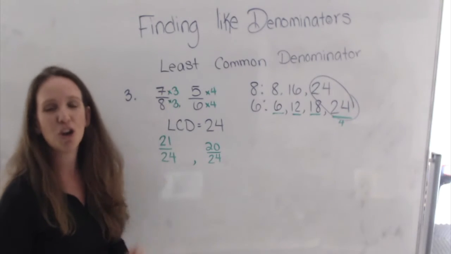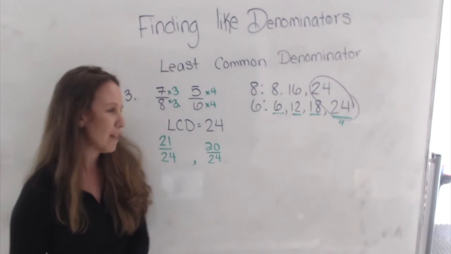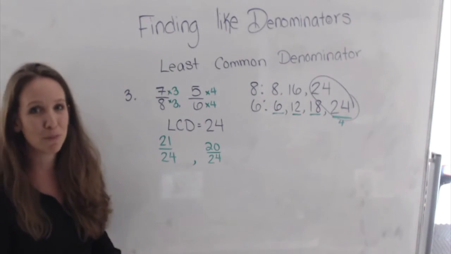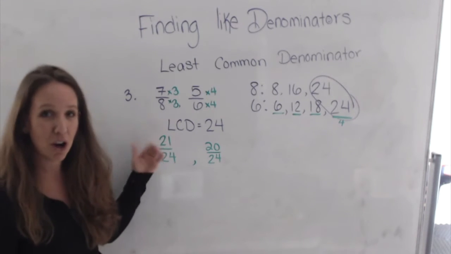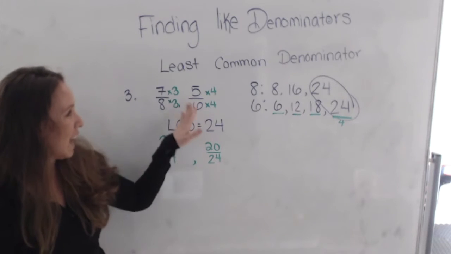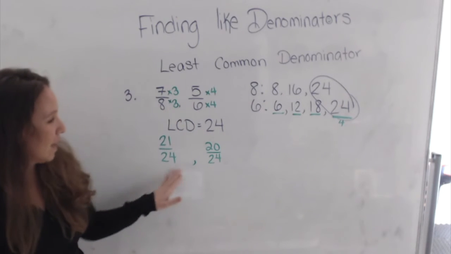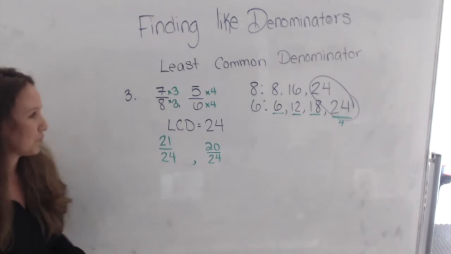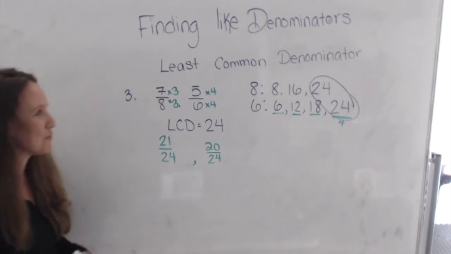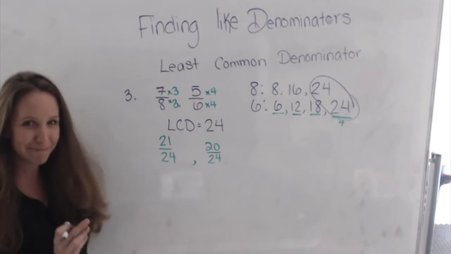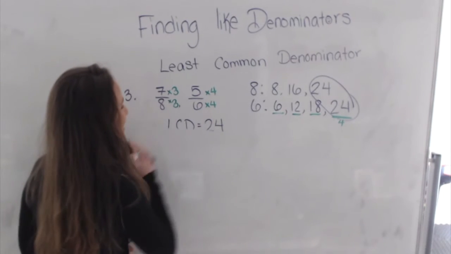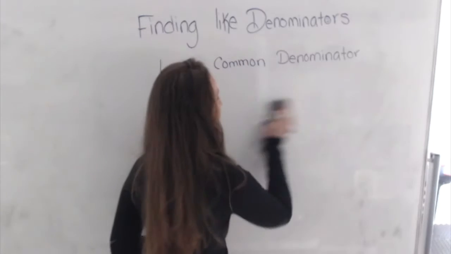My denominators are both 24. That means it's the smallest number that both multiply to become. And the tops now are different. So when I reduce these, I'd have the same numbers, but now they have the same denominators. We're going to use that more tomorrow. So I'm going to erase, if I can find the eraser, and let's keep going with problem number 4.